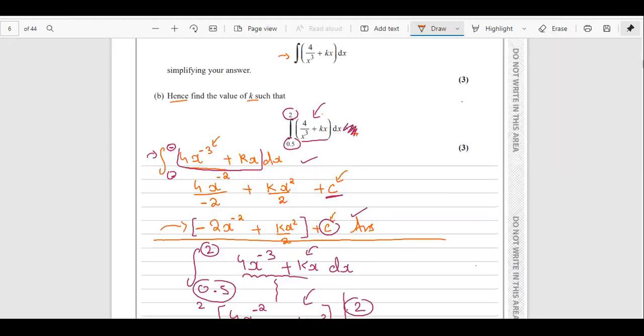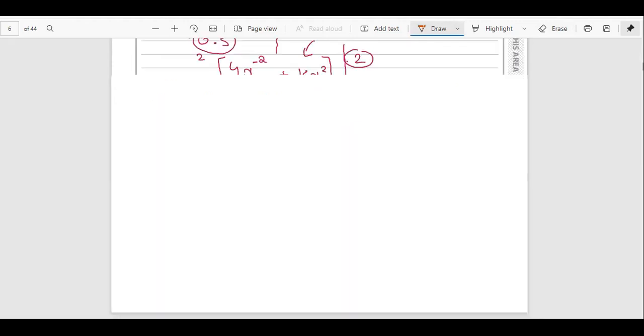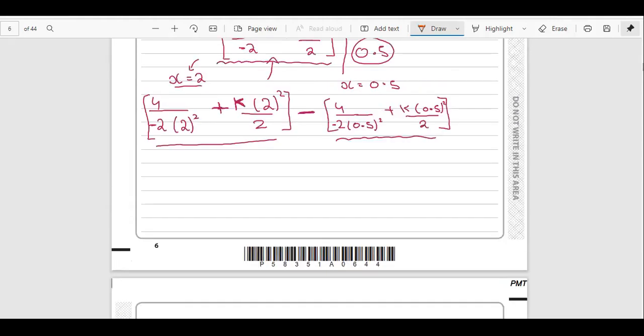Part B was: hence find the value of k such that this definite integral with limits equals 8. We have simplified the left hand side, and now we need to equate it to 8, because this is what they are telling us in order to find the value of k, because that would give us an equation. This equals 8.